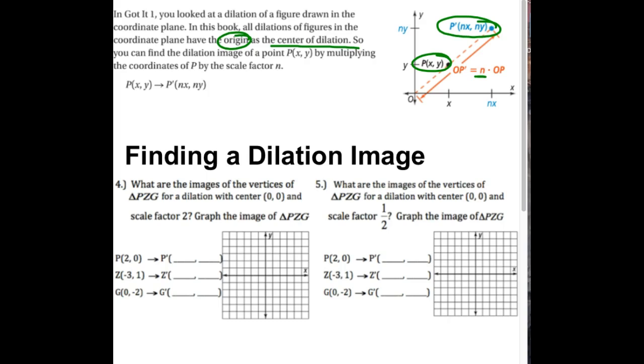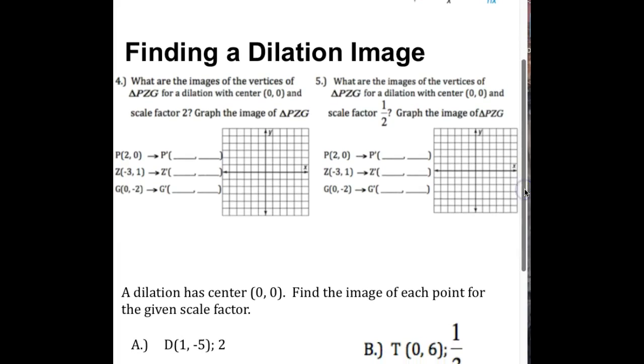It says finding a dilation image. What are the images of the vertices for a dilation with center at 0, 0 and scale factor of 2? So just think about that for a second. If your scale factor is 2, it means it's bigger than 1, which means this is going to be a bigger shape. Okay, so we're going to graph PZG to start off with.